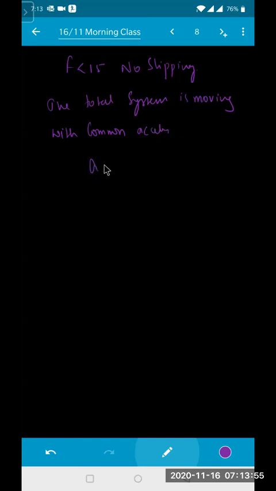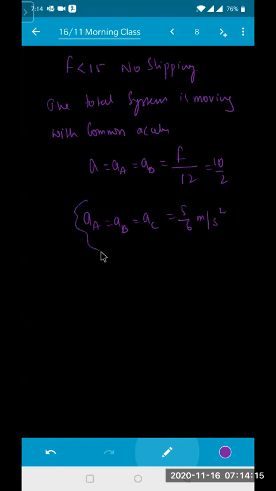What is that common acceleration? Acceleration of A is equal to acceleration of B is equal to how much, beta? F by your total mass. That is nothing but 10 by 12. So acceleration of A or acceleration of B or acceleration of C will be equal to how much, beta? 5 by 6 meter per second square. Is it clear? Yes, sir.